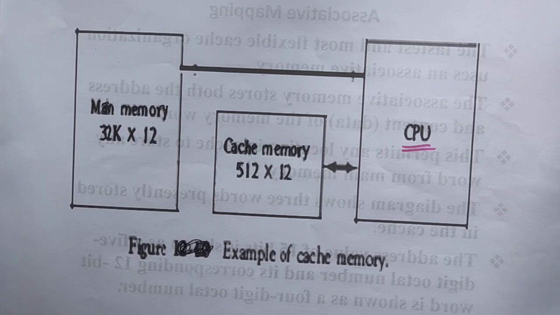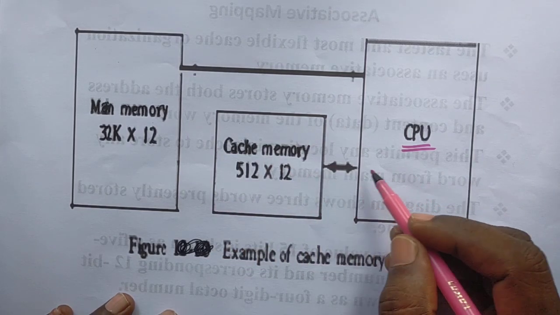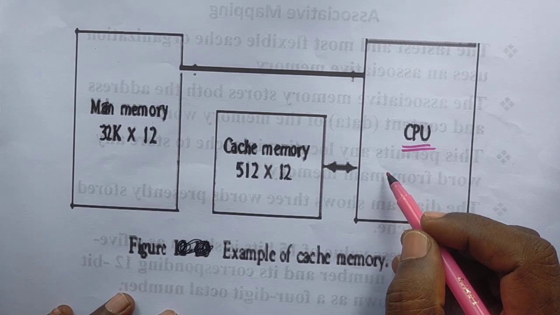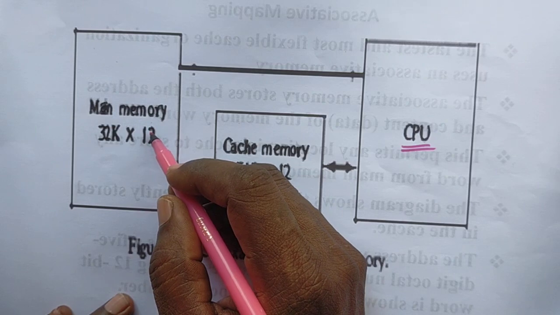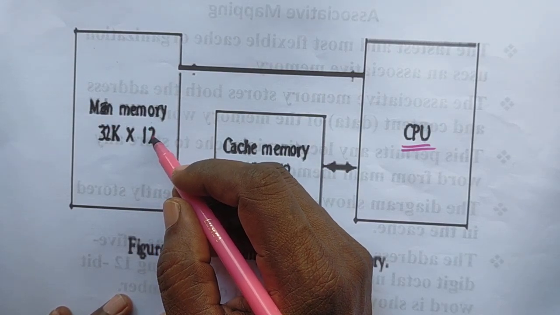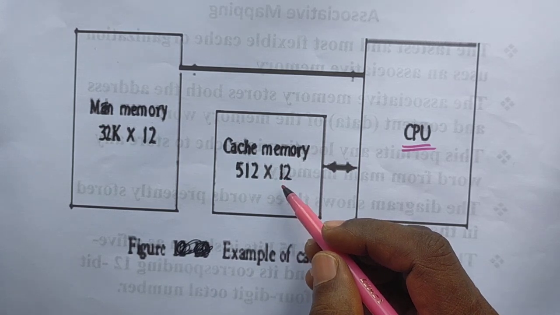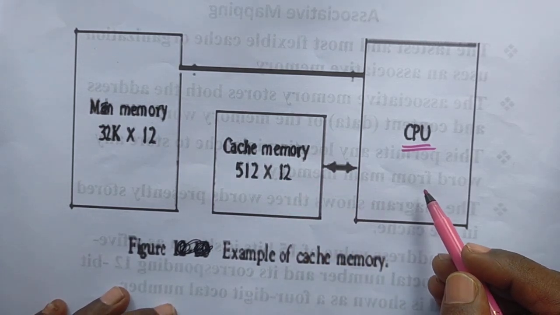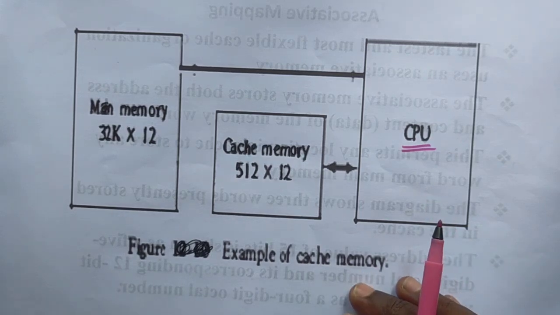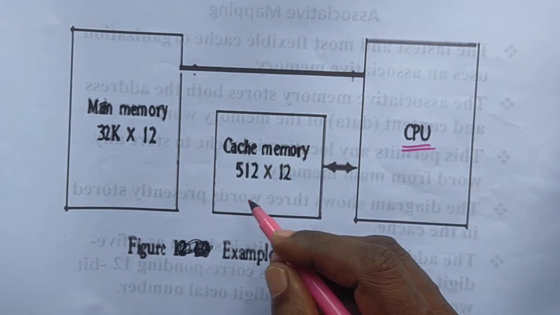Then if it is found, it is used. We can call that a hit. If not found, then it searches in main memory and the data is transferred to cache memory. Like this we can consider this kind of structure in cache memory. The basic concept is that the CPU always uses the cache memory for any kind of operation.